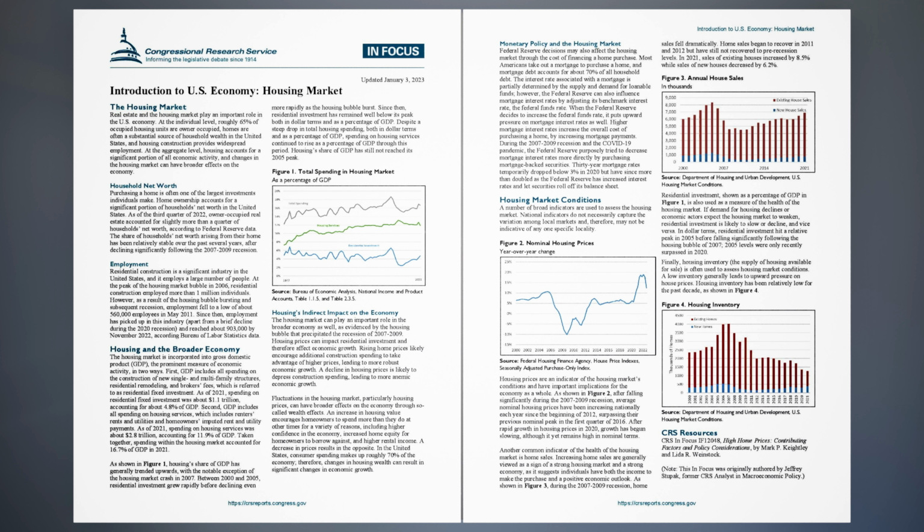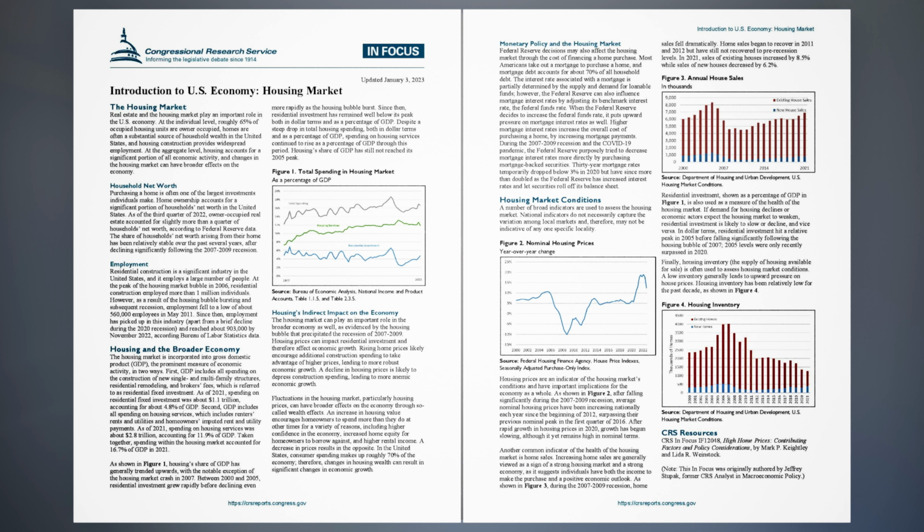Federal Reserve decisions may also affect the housing market through the cost of financing a home purchase. Most Americans take out a mortgage to purchase a home, and mortgage debt accounts for about 70% of all household debt. The interest rate associated with a mortgage is partially determined by the supply and demand for loanable funds. However, the Federal Reserve can also influence mortgage interest rates by adjusting its benchmark interest rate, the federal funds rate.